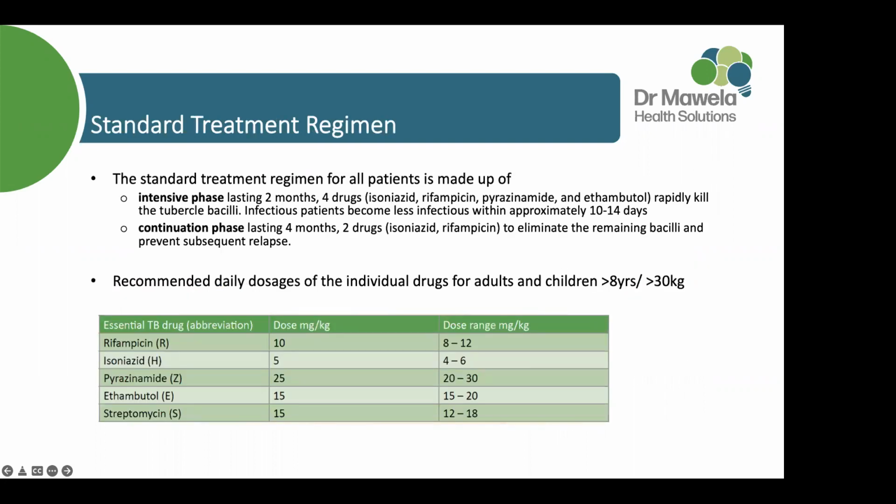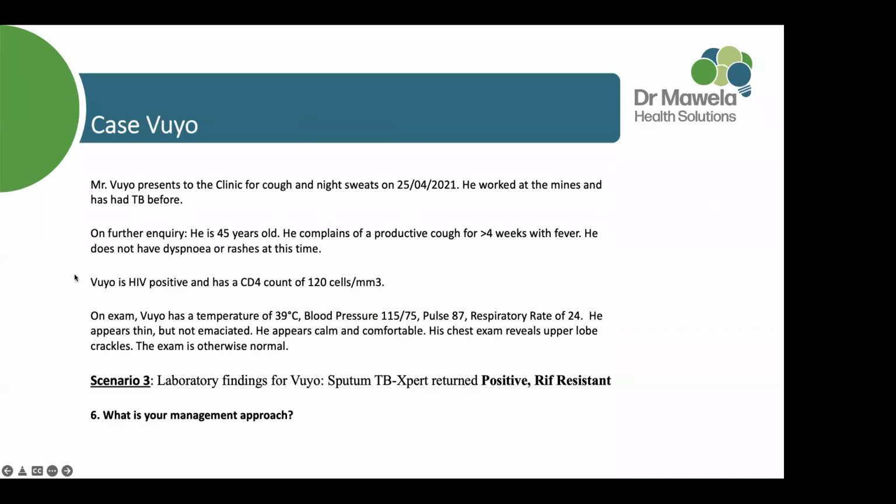So in terms of sensitive TB, it has the intensive phase and the continuation phase. The intensive phase lasts for 2 months using 4 drugs. And then once the smears come back negative, we take our patient through the continuation phase, and then hopefully they complete, and things go well. So just a reminder, really, before we get into some serious things.